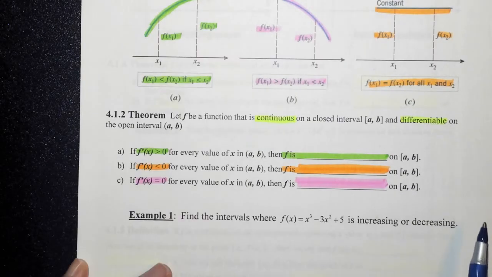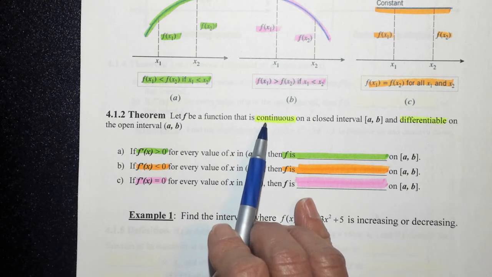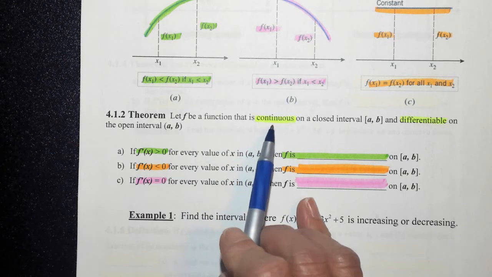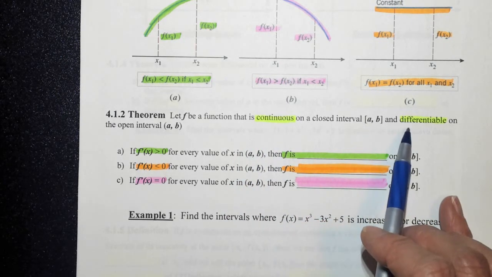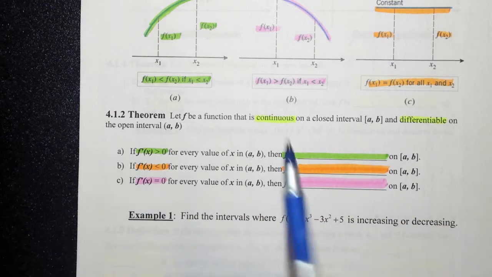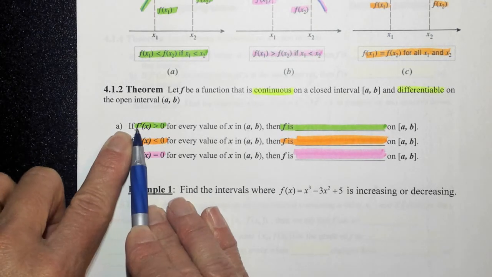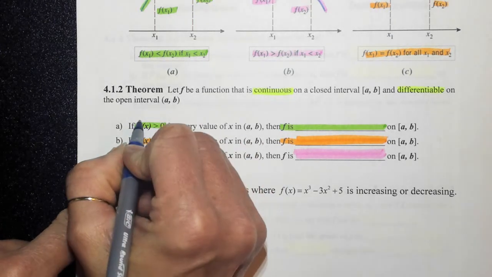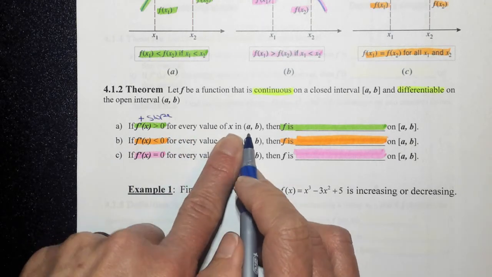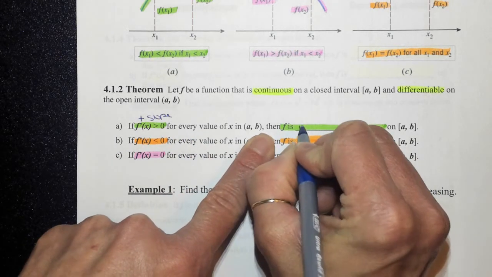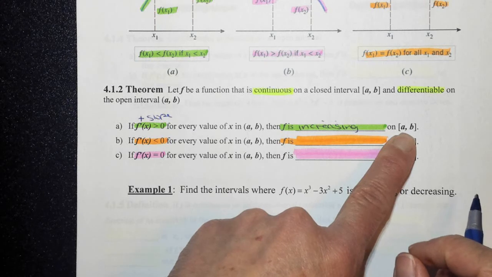So we have a theorem that says let f be a function that is continuous, meaning you have no gaps, no holes, no vertical asymptotes, no jumps on this closed interval from a to b, so a and b are included, and differentiable on that same open interval. So you can't be differentiable on the endpoints. What we're saying here is that if f prime of x is greater than 0, meaning you have a positive slope for every value of x in that open interval, then your function is said to be increasing on that closed interval. So again, we're using the slope here.